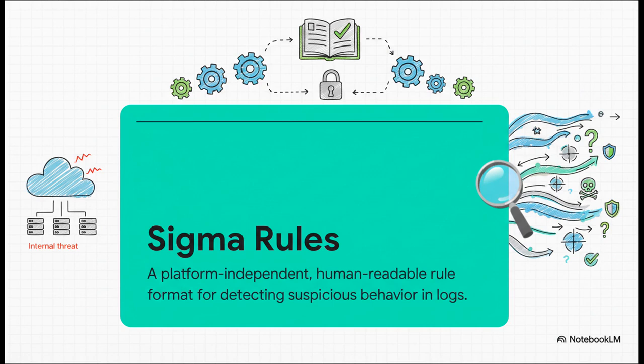So how does the SIEM know that specific pattern is bad? Well, it's not magic, it's logic. And that's where something called Sigma rules come in. Think of Sigma as a universal language for security alerts. It's basically an instruction manual that tells any SIEM, hey, if you see this exact sequence of events, that's a red flag. Sound the alarm.